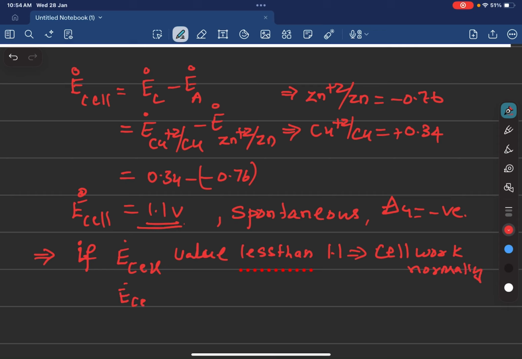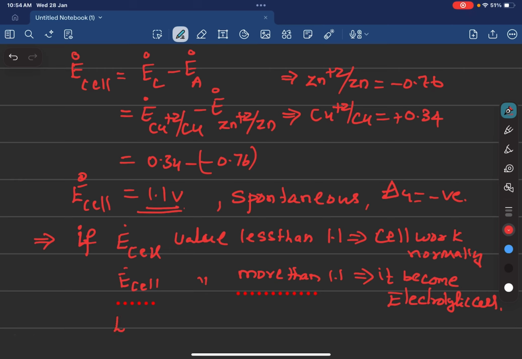Suppose E naught cell value is more than 1.1, then this cell becomes reversed. That means it becomes an electrolytic cell, because the current will pass and it becomes electrolytic or non-spontaneous. And if E naught cell value is exactly 1.1 volts, then the cell stops working. So these are the conditions, representations and other related stuff for the Daniel or galvanic cell.